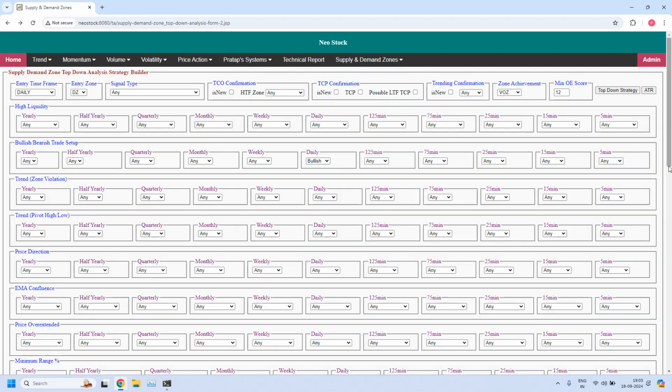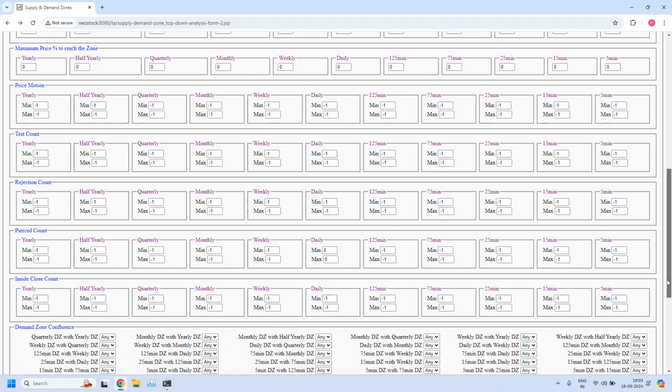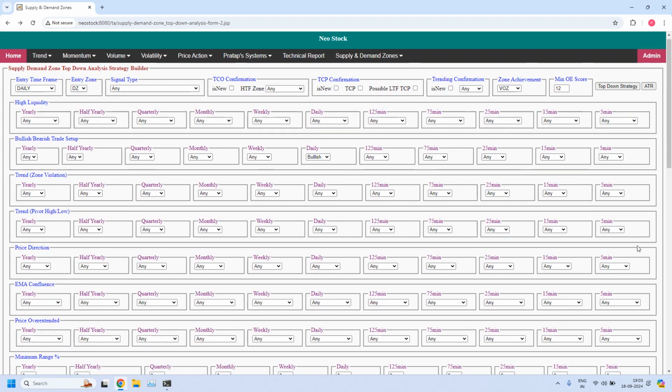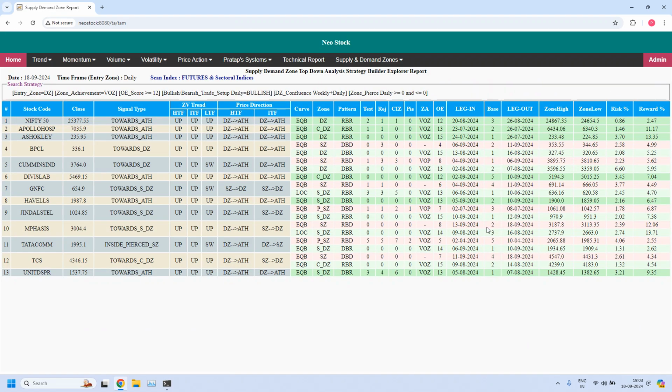So I'm going back to the demand zone confluence. I'm setting the filter daily demand zone with weekly demand zone, and enabling the option. Now let's verify. So 13 zones are filtered out of 20. And these 13 stocks are supporting bullish trade setup for monthly income trade, and also the daily zone, the entry time frame zone, is part of the weekly zone. That is what zone confluence is. Because the daily zone is part of the weekly zone and the weekly trend is already uptrend.